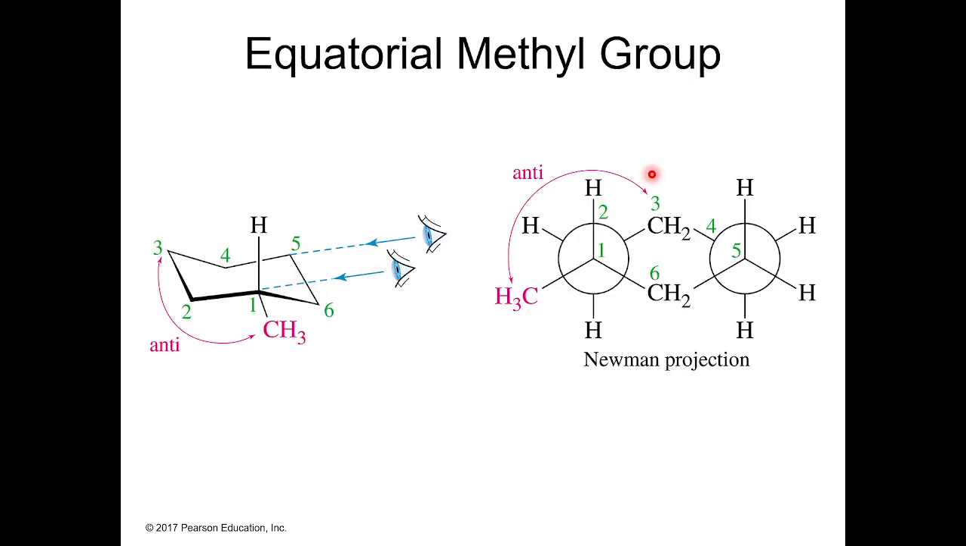When it's in the equatorial position, what do we see here? It's no longer gauche, is it? It is now anti. You got it. Which is the lower energy state, isn't it? Okay? That literally was the same thing I just said, wasn't it? Like I covered it in one way, and then I went the other direction on covering it, didn't I?